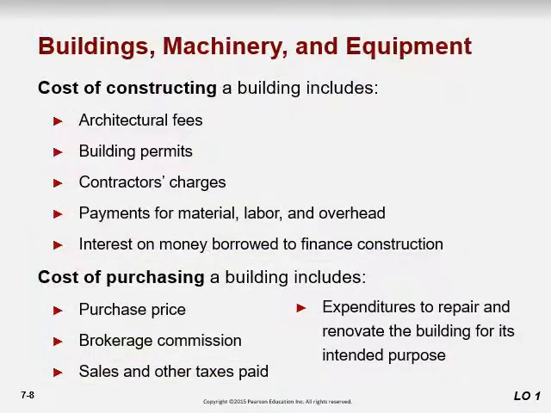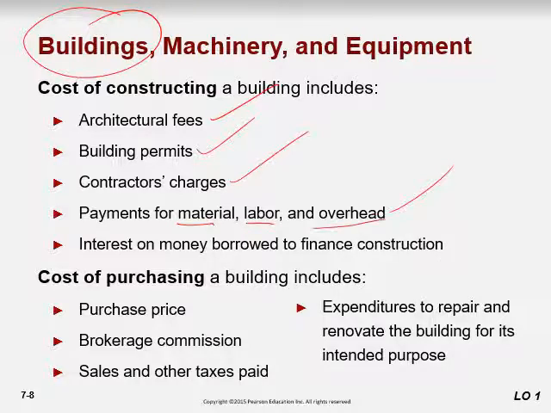Good. And then building cost. Buildings can be acquired in two ways. One is you construct it, one is you directly purchase it. When you construct it, the cost includes architectural fees, approving the architecture, the map or something, building permits, contractor charges, payment for raw material, labor and overhead, and also the interest on the money borrowed specifically for the construction.